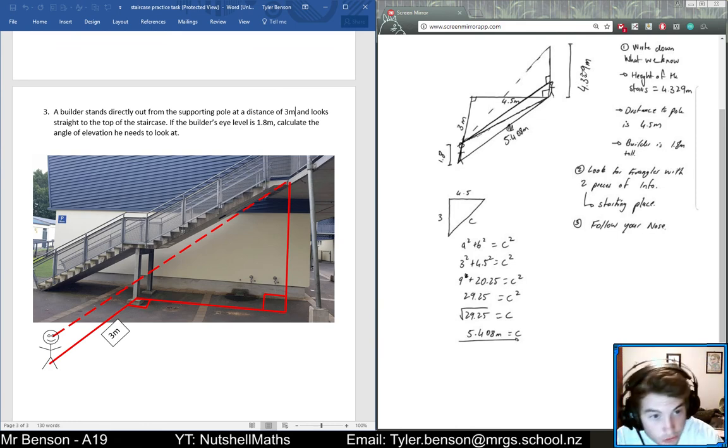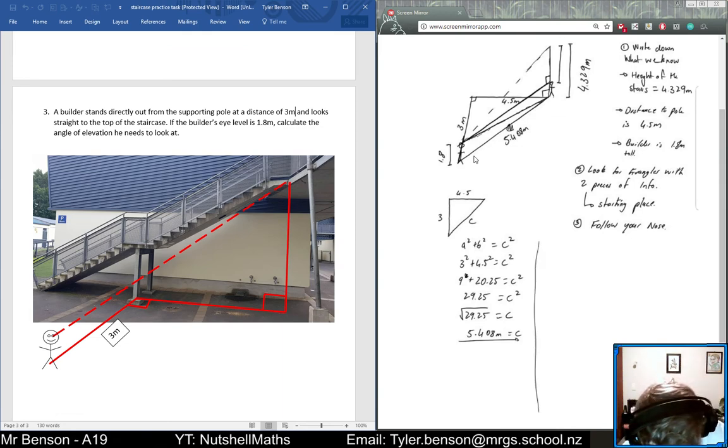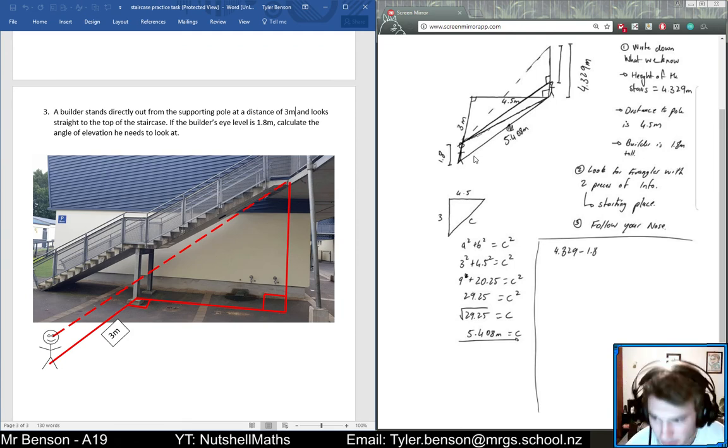We know this total length. This is the total height. We know the total height, but this is subtracting his height off that there. So this distance from here to the top of here will be 4.329 minus his height, 1.8. So let's go down to here. 4.329 minus 1.8 will equal, sorry, not his height, will equal that side.